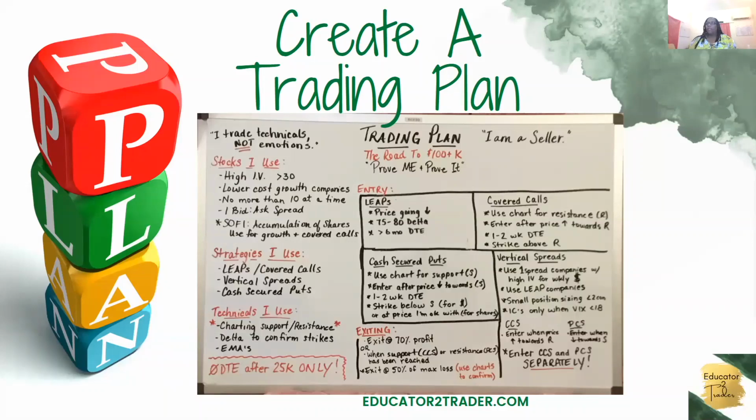Are you saying you trade stocks with high IV over 30? Yes. I go looking for stocks that have implied volatility over 30. Because I'm a seller, I want higher IV because we're going to get higher premiums there. And they just have to be managed.